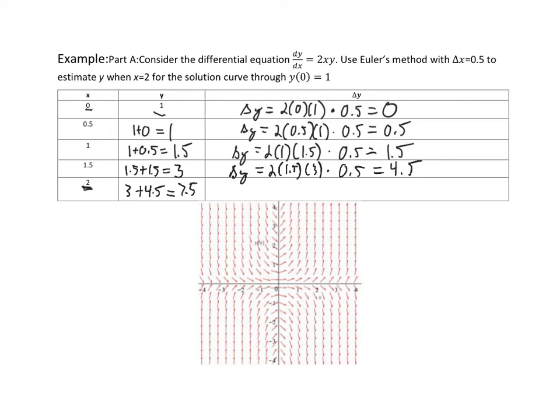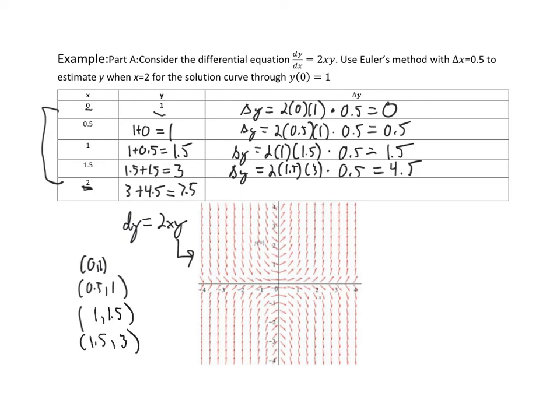So what I'm saying is these points would map us along the solution curve. So I've given you the slope field. This is the slope field for dy/dx equals 2xy. And so let's see what happens when I graph these points: (0, 1), (0.5, 1), (1, 1.5), (1.5, 3), and (2, 7.5). I'm saying those should be following this curve.